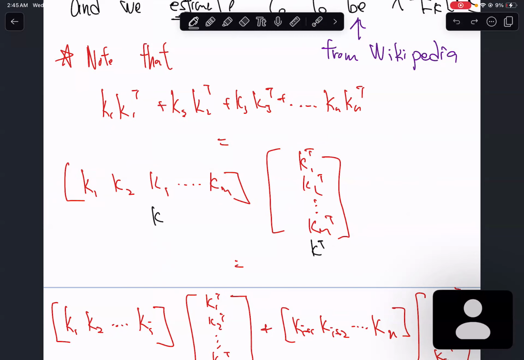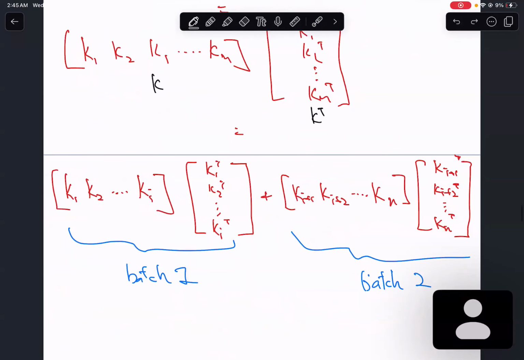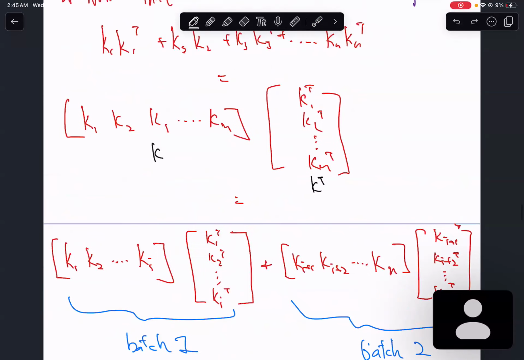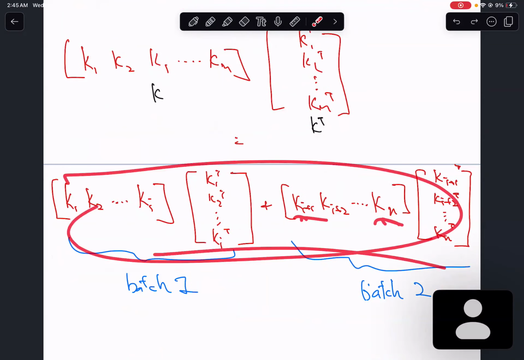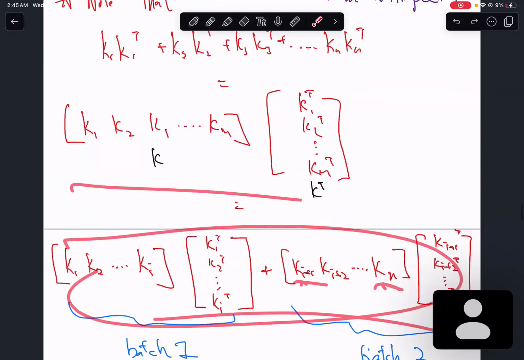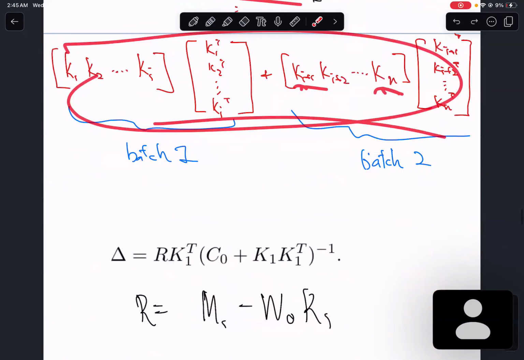And more interestingly, you can actually split it. Let's say you can split into batches. So here K1 all the way to Ki, and then Ki plus 1 all the way to N. If you do the math, this one is the same thing as this one, which is the same thing as this one. Just be aware of that.